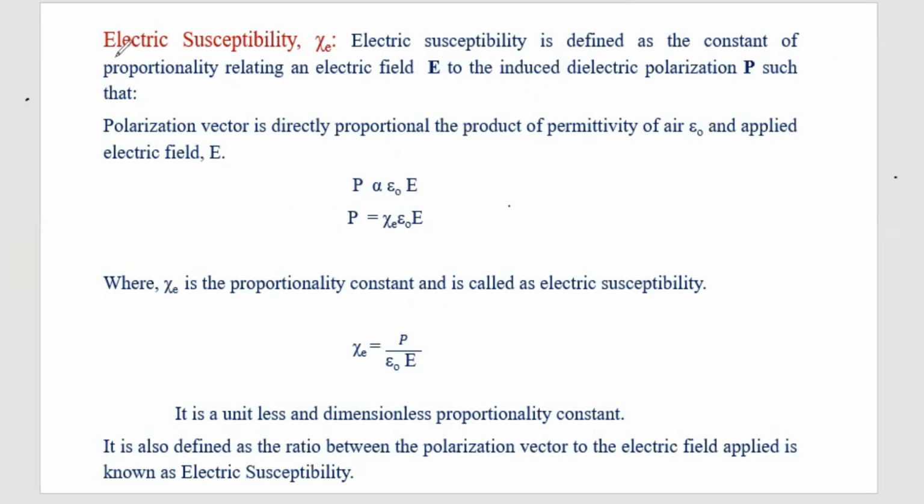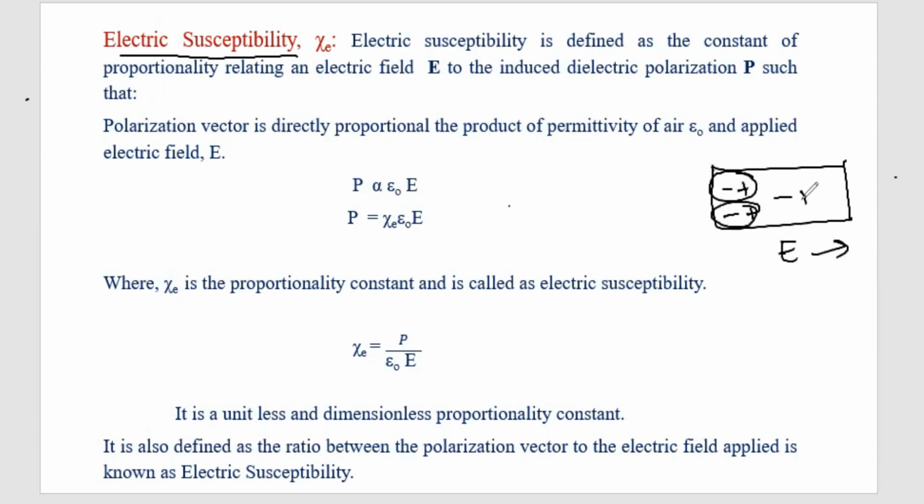So the next definition is electric susceptibility. See, till now we have seen that when an electric field is applied, dipoles are formed. To what extent these dipoles are formed and how long they can sustain in this material, that is given by the susceptibility value. The more the susceptibility value, the longer these dipoles can stay and the more applications it has. The polarization that is happening inside the material is proportional to epsilon naught E, and the proportionality constant is susceptibility chi E. So P is equal to chi E epsilon naught E.